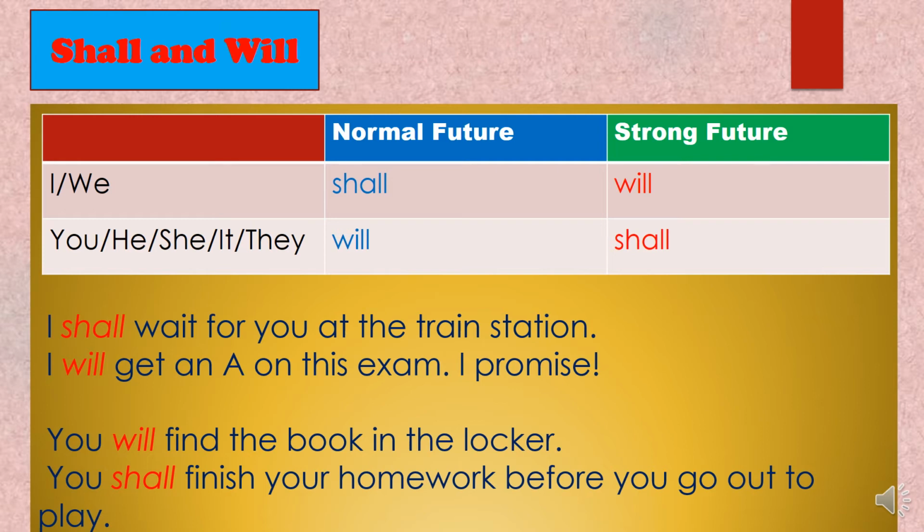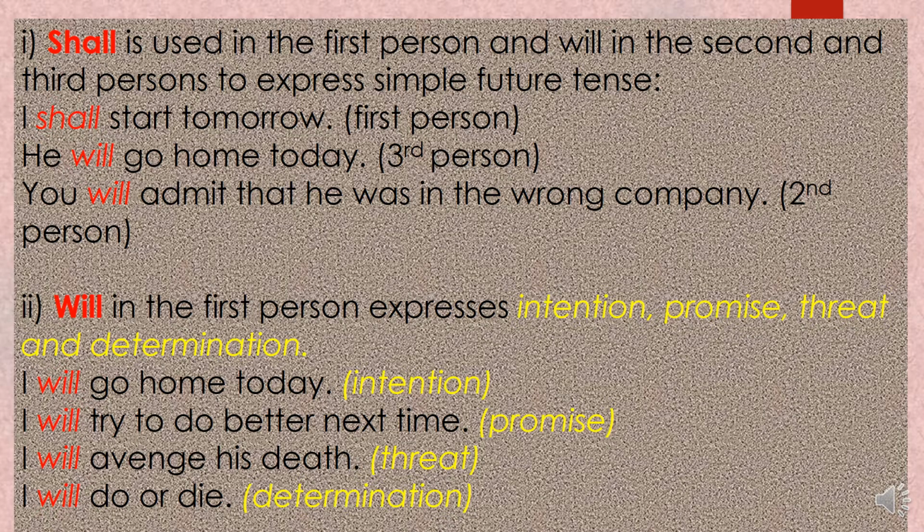Now to better understand the use of shall and will, we will see where to use shall and will in a deeper sense. See, shall is used in the first person and will in the second and third persons to express simple future tense, as I have told you through the chart. See, I shall start tomorrow. So it is a simple future tense, a simple thing. So we will use shall.